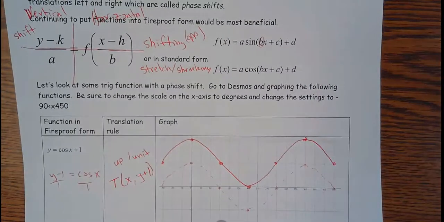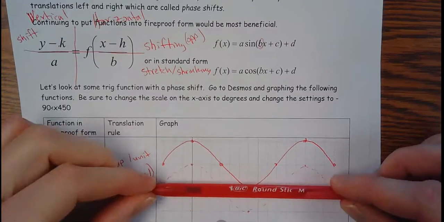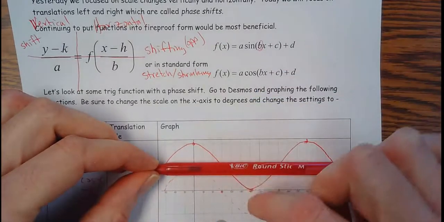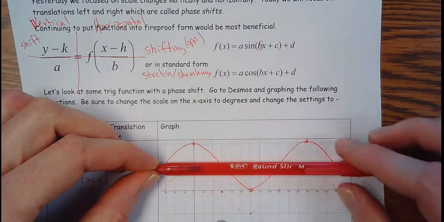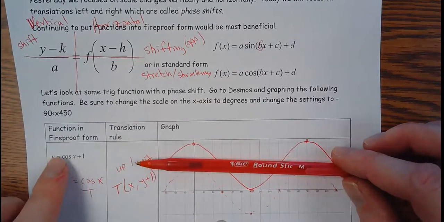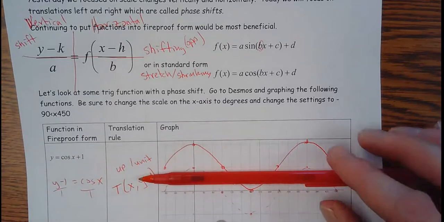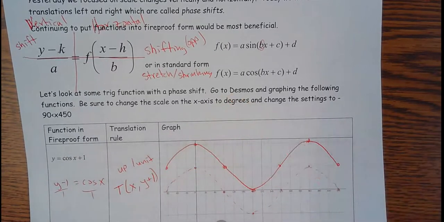Now on this one, that baseline we talked about, the midline, is here now. It went up 1 unit too. You notice amplitude is 1. There's no number out front that changes the amplitude. There's no number with the x that stretched or shrank it. That's all it is. It's just a shift up of 1 unit.